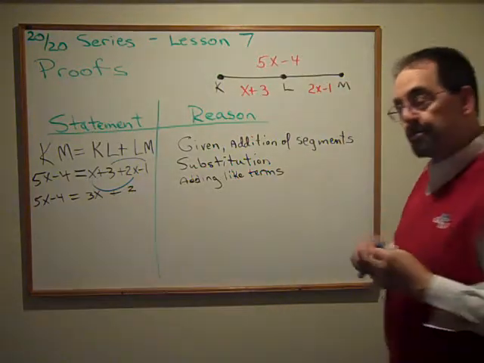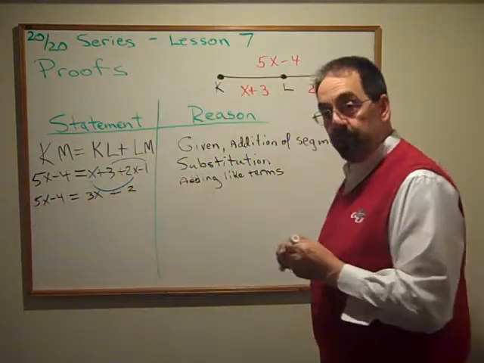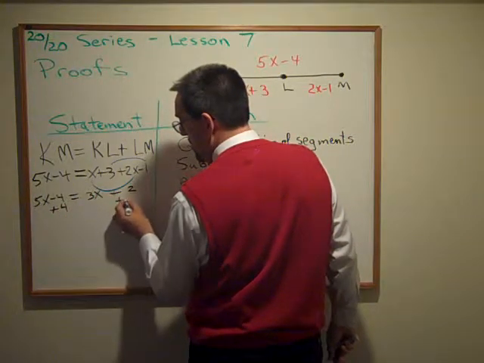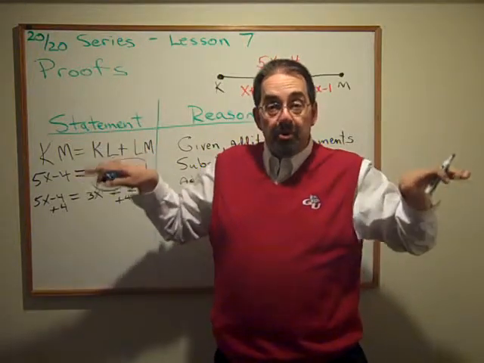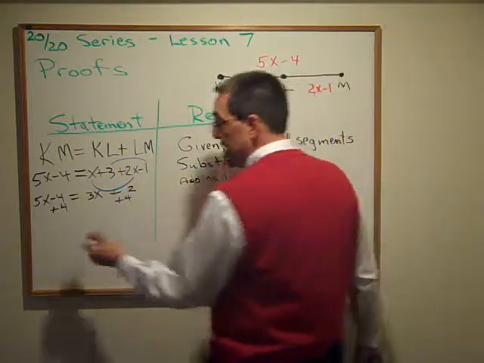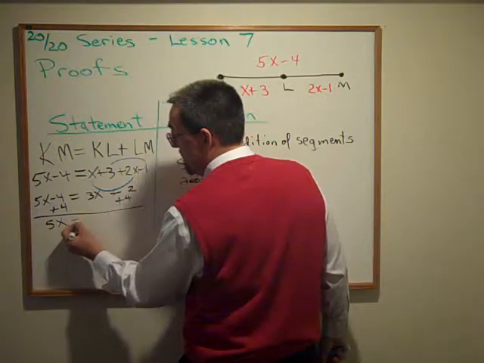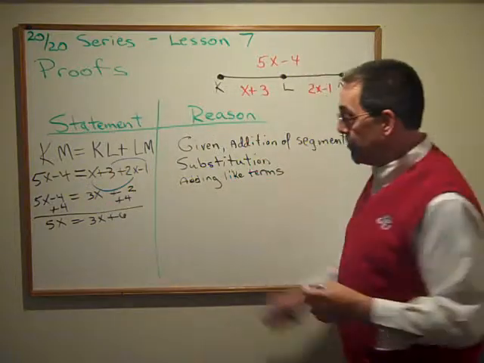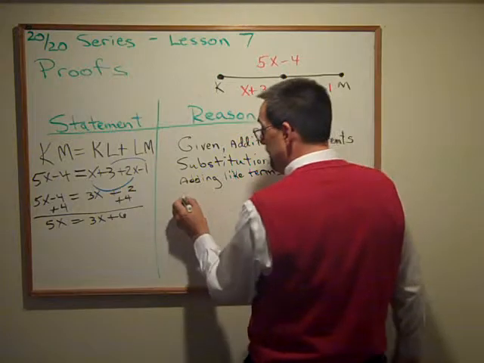Now if we go back to that algebra piece, we want to get all the variables on one side, all the numbers on the other. Let's do the numbers first. Remember, it's a legal move as long as we do it to both sides of an equation. So if we add 4 to both sides, we haven't really changed the equation. Giving us 5x equals 3x plus 6. Now, the reason, the justification for this was addition property.